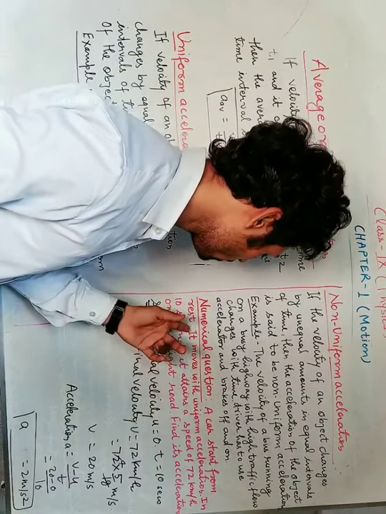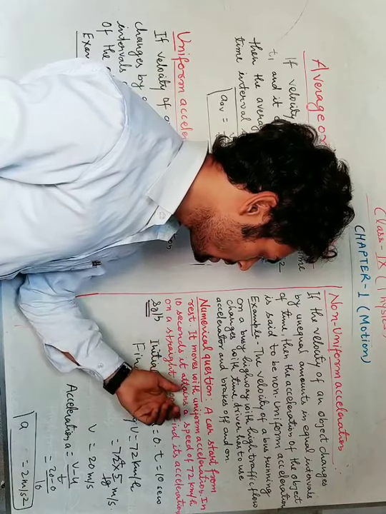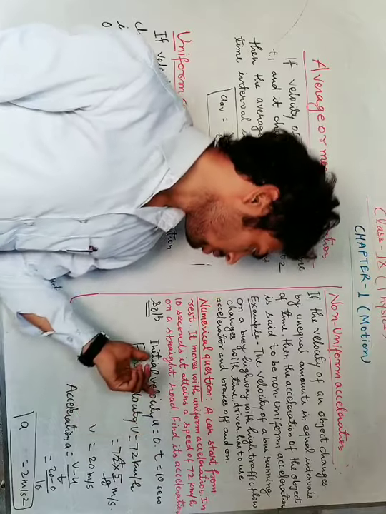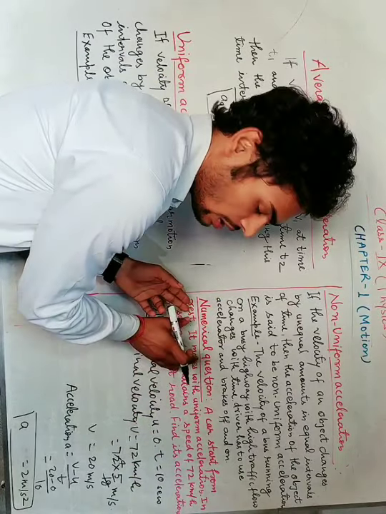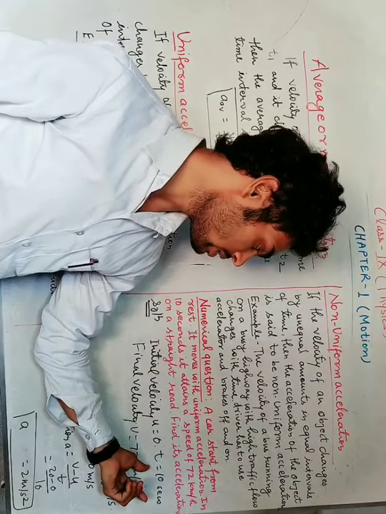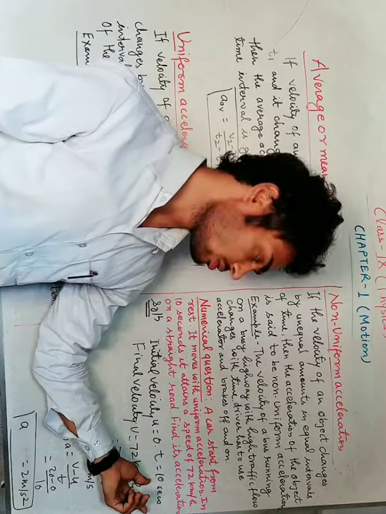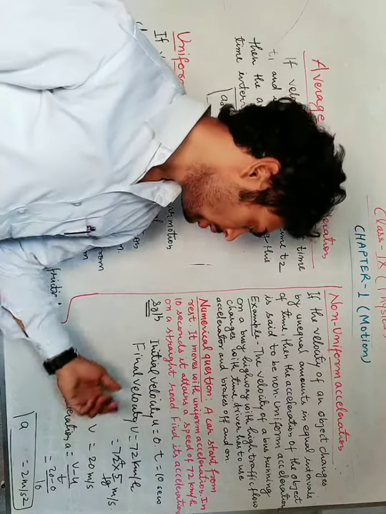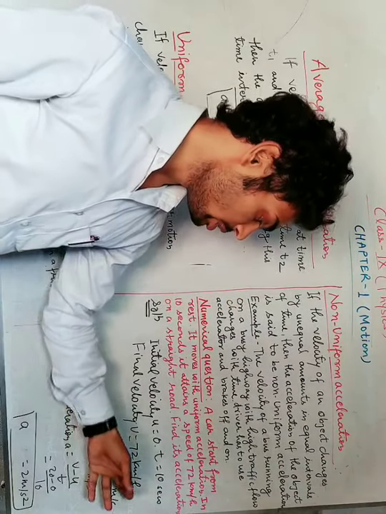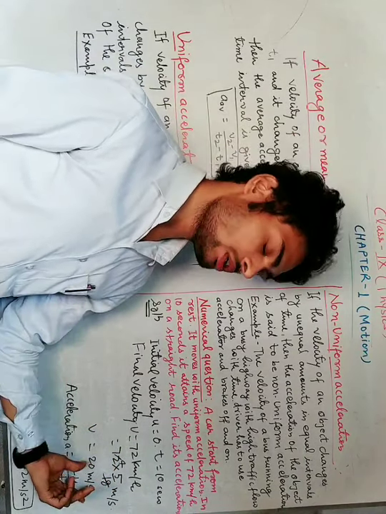A car starts from rest. It moves with uniform acceleration. In 10 seconds, it attains a speed of 72 km per hour on a straight road. Find the acceleration. So here it is given that the initial velocity, because the car starts moving from rest, is u equals 0, and the final velocity equals 72 km per hour, and the time taken is 10 seconds to attain 72 km per hour. Then final velocity v equals 72 kilometer per hour, and changing to meter per second, 72 into 5 upon 18 meter per second becomes 20 meter per second.